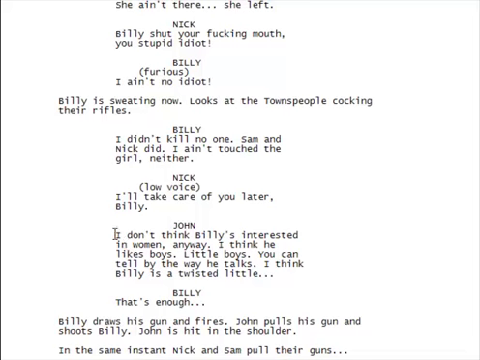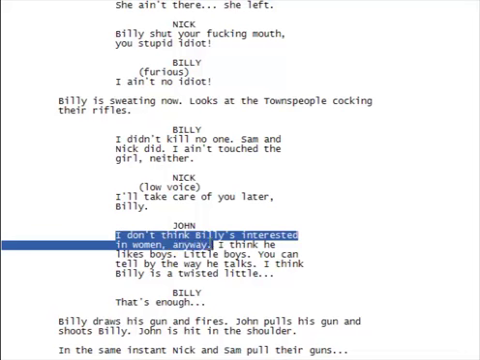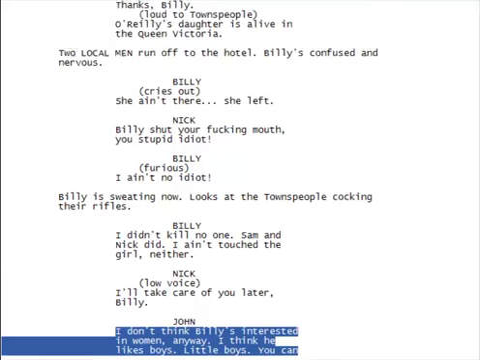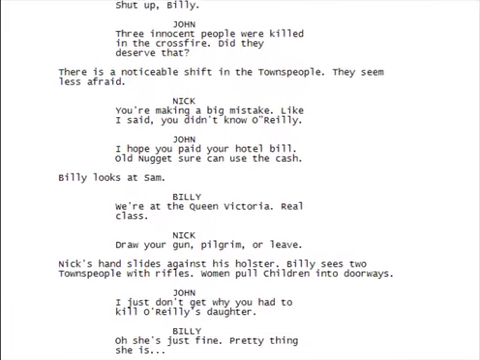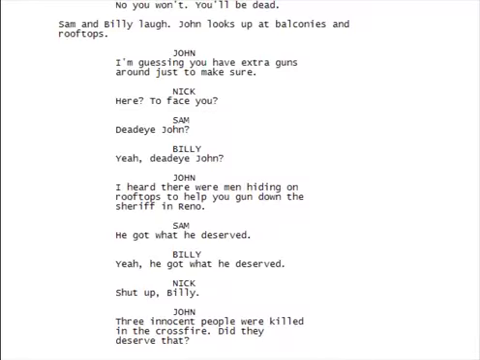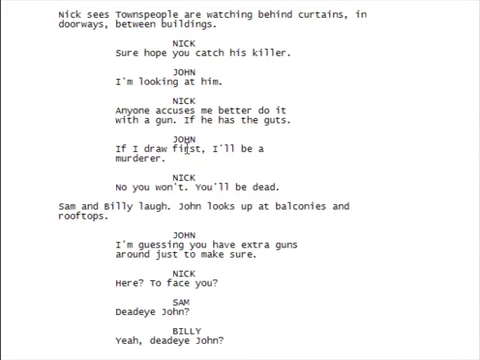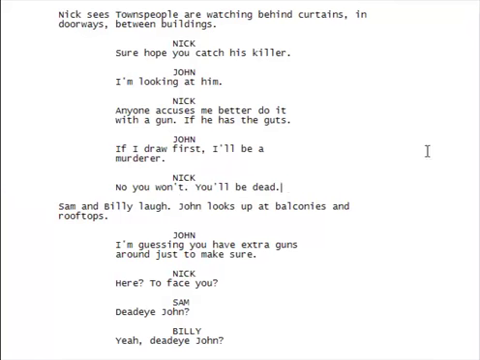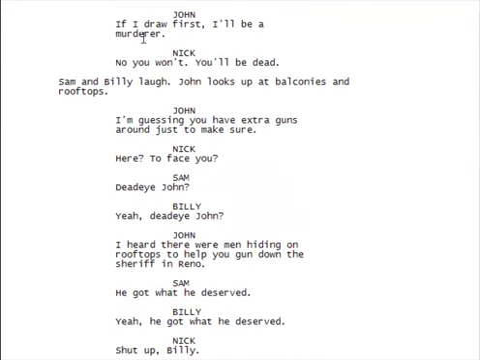Now, if we go back just a little bit, there was a line that I thought was kind of peculiar, but John says, if I draw first, I'll be a murderer. Nick says, no, you won't. You'll be dead, which was Nick, by the way, showing his confidence. And so that line ultimately may have been the reason why he did this thing where he got Billy to draw first, by tricking him into, quote, showing his worst side.